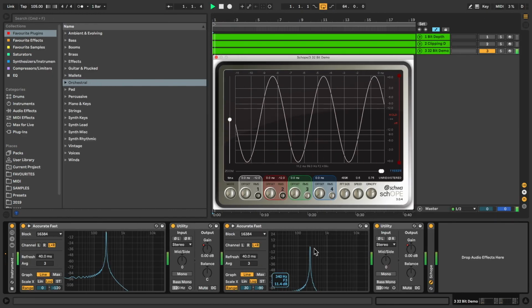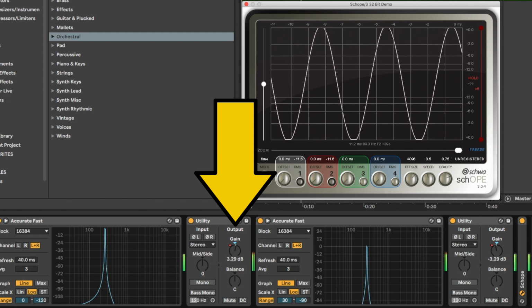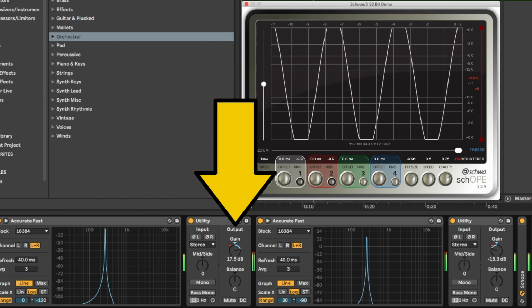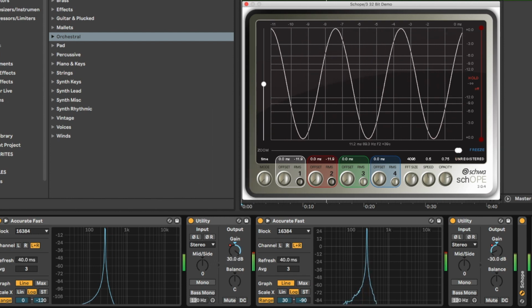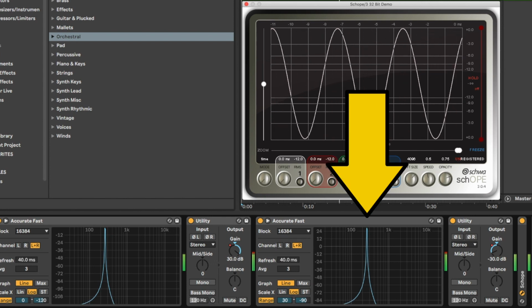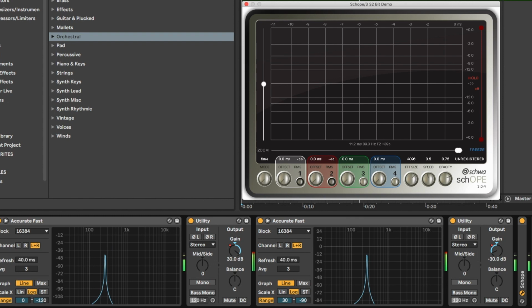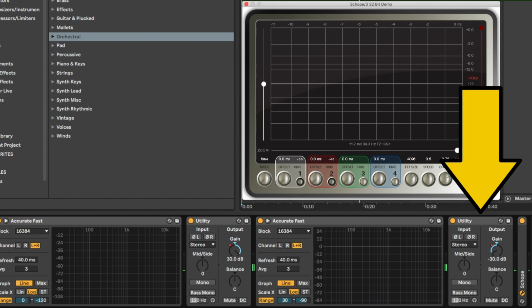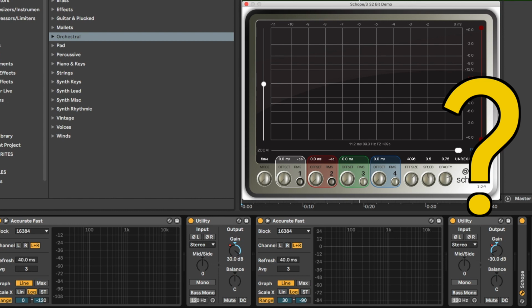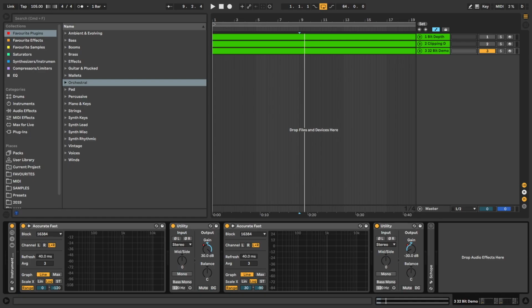Now let's use a utility to push the signal past 0 dB, even 30 dB past 0, into the red zone. Regardless, the sine wave comes out as clean as a whistle. Notice I've put a utility at the end of the chain to bring the level back down to 0. But why would I do this? Well, here's why.